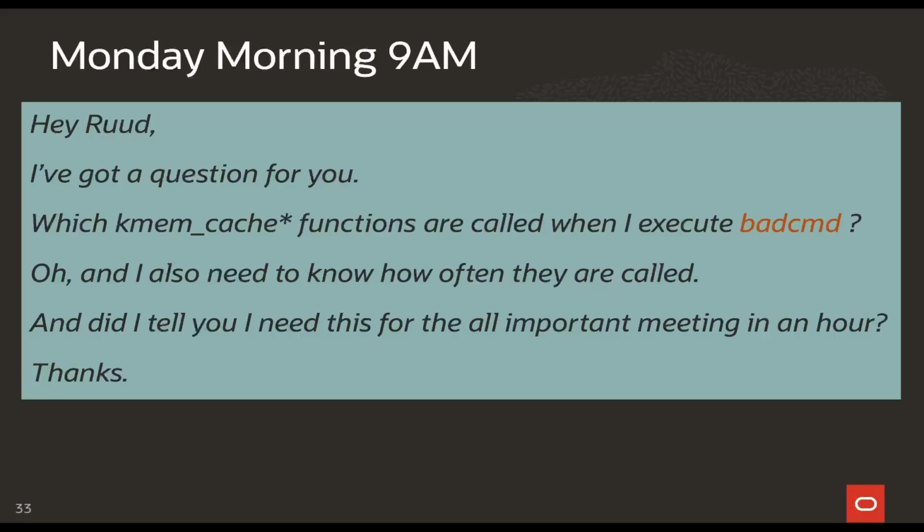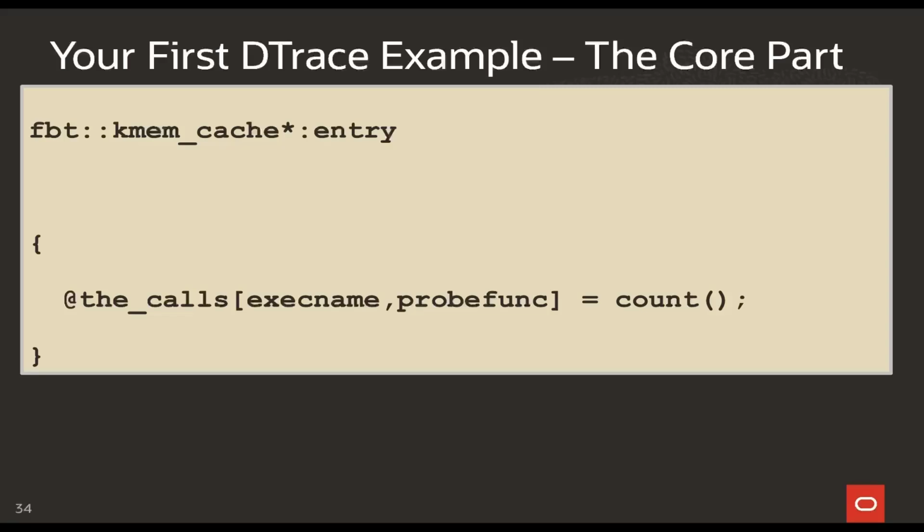Well, clearly there's a command called badCMD, bad command, that's of interest. And apparently it's calling functions that start with the name kmem_cache. The question is, which ones are called? Apparently there are more than one. And how often are they executed? The way I go about this is I first design the core part with one or more probes that deliver the functionality that I need, and then with some things around it. And that's what I'm going to show you.